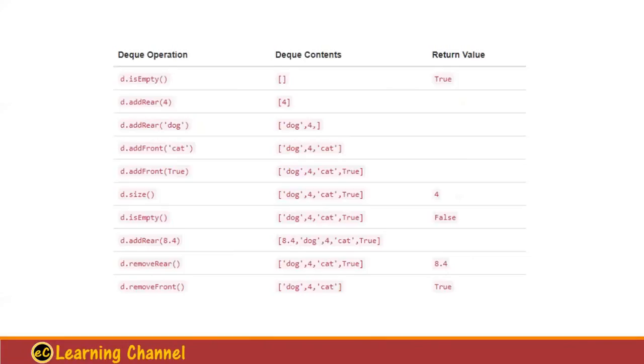You create an empty list, add to the rear 4, add to the rear dog, add to the front cat, add to the front 2, and then check the size, check the emptiness, add the rear with 8.4, and the rear is 8.4 here, and then remove from the rear, the 8.4 got taken out, and then remove from front, the 2 will be taken out.